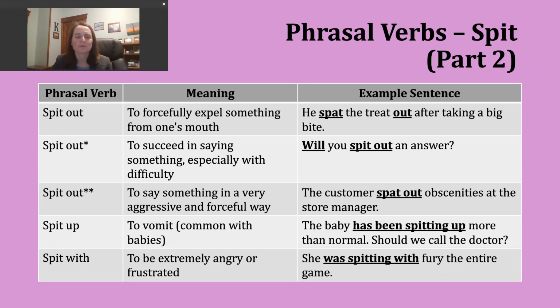Our last phrasal verb we'll discuss is to spit with. This can mean to be extremely angry or frustrated. An example of that: he was spitting with fury the entire game. So maybe we're describing a coach or a fan. Again, having these strong, intense, angry emotions. She was spitting with fury is an example of the past progressive. So we're describing an ongoing or continuing action.